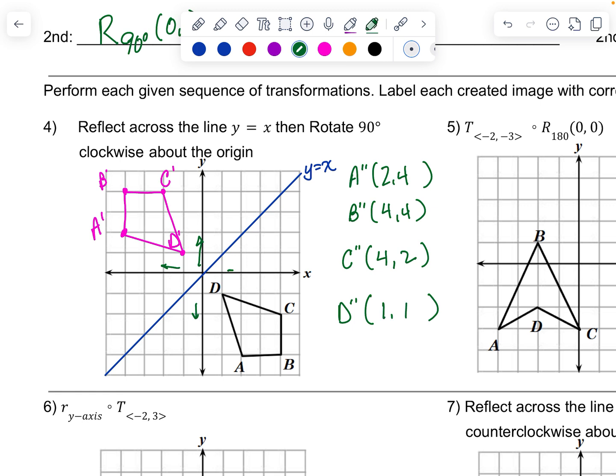And now I can graph those points. 2, 4. That becomes A double prime. 4, 1, 2, 3, 4, 1, 2, 3, 4. That becomes B double prime. I'm going to take out this line because I don't need it anymore. C double prime is 1, 2, 3, 4, 1, 2. Whoops. C double prime, and that's D double prime. So your final figure after the sequence of transformations looks like this.